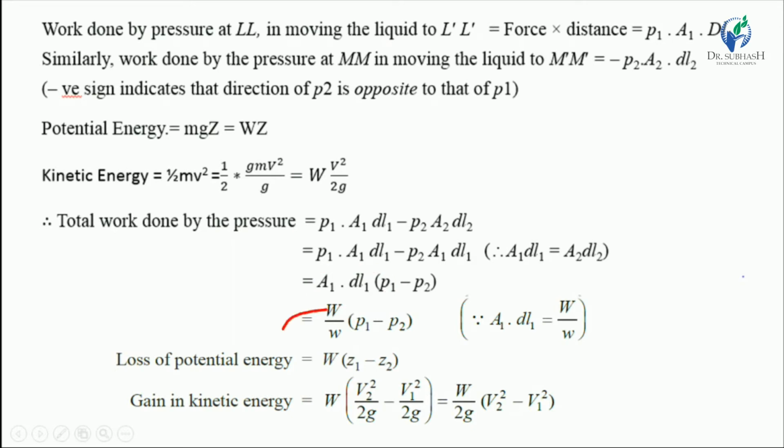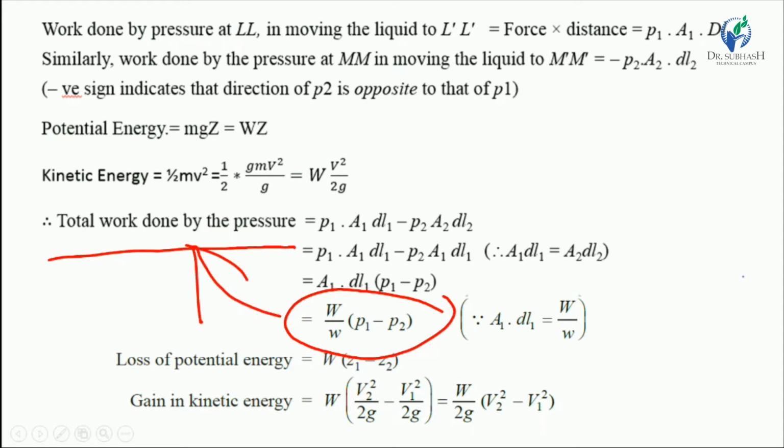Now we know that A1 dl1, what is the value? We can get that it is W upon small w, weight upon specific weight. So put this value in A1 dl1, and the equation has become this. This is the equation of total work done by pressure.